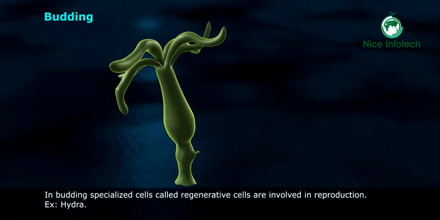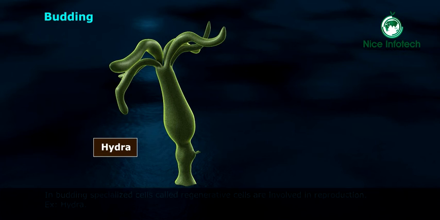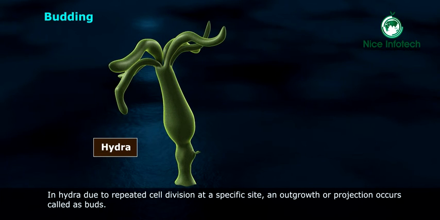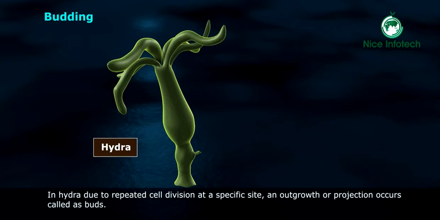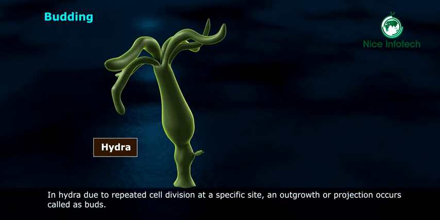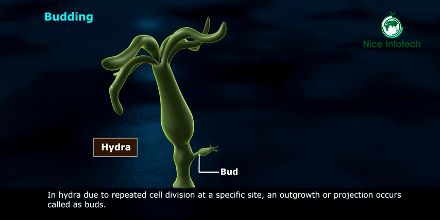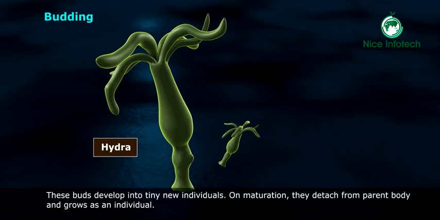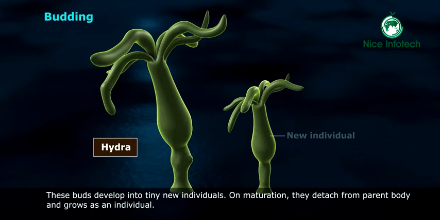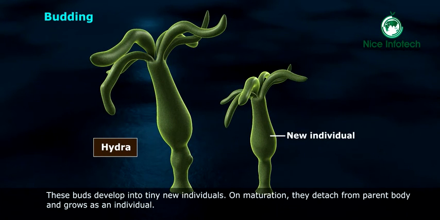Budding. In budding, specialized cells called regenerative cells are involved in reproduction. Example: Hydra. In Hydra, due to repeated cell division at a specific site, an outgrowth or projection occurs, called a bud. These buds develop into tiny new individuals. On maturation, they detach from the parent body and grow as an individual.